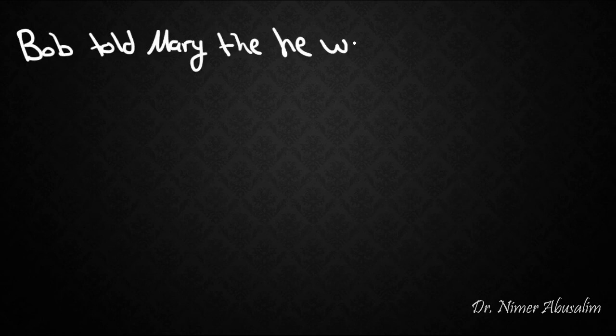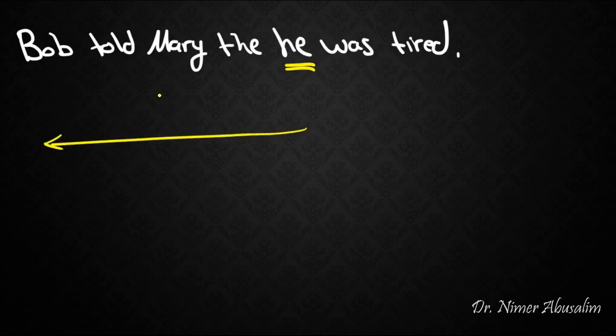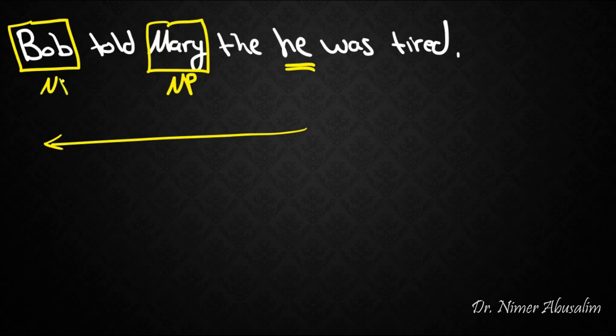How about in this sentence? Bob told Mary that he was tired. What does he refer back to? Where does he get its meaning from? Well, going backwards now, we can see two potential noun phrases that he can refer back to. Mary is a noun phrase. Bob is also a noun phrase. So how do we know which one he refers back to? Does he refer back to Mary, or does he refer back to Bob?